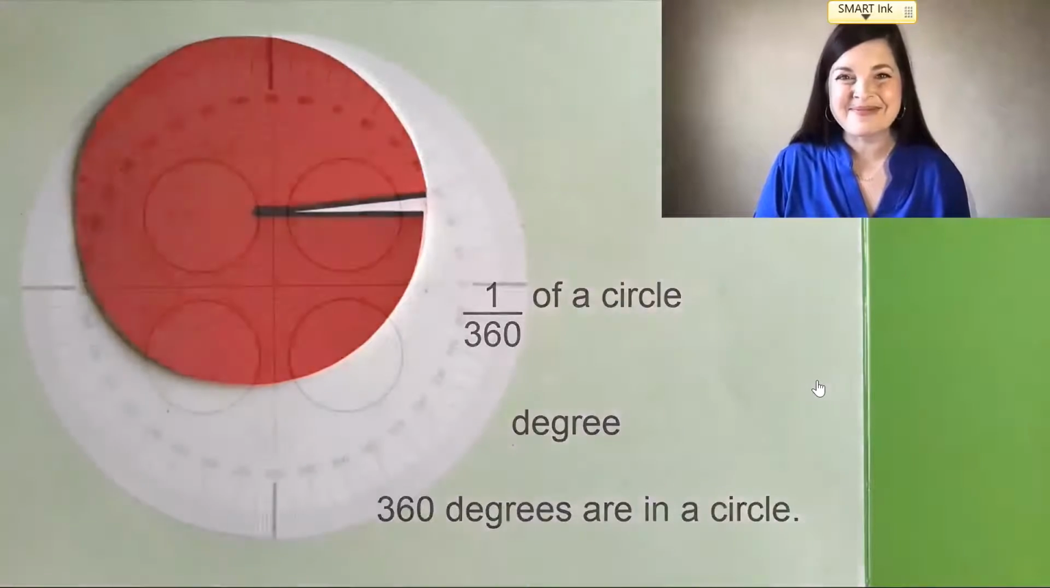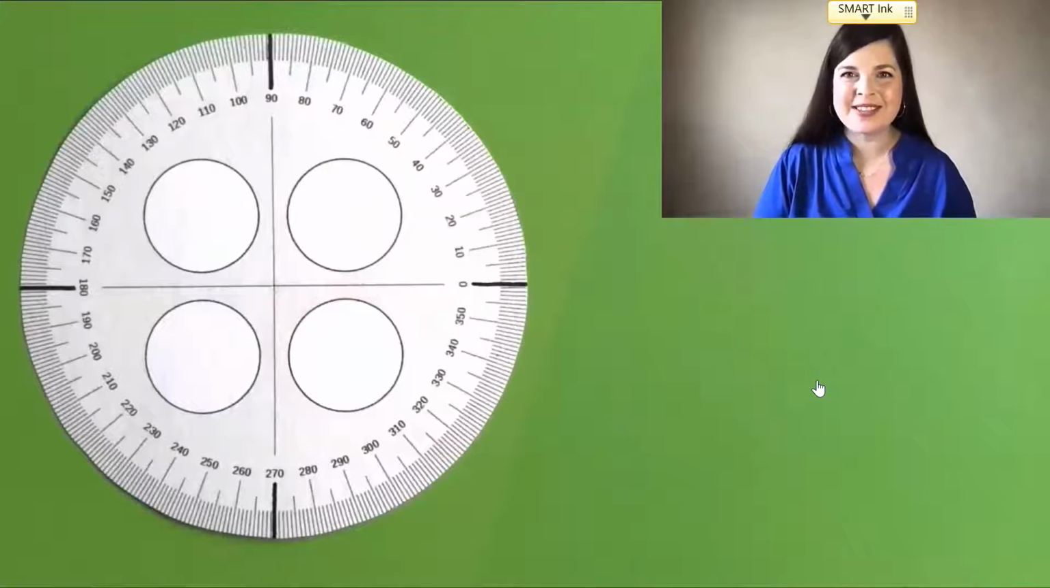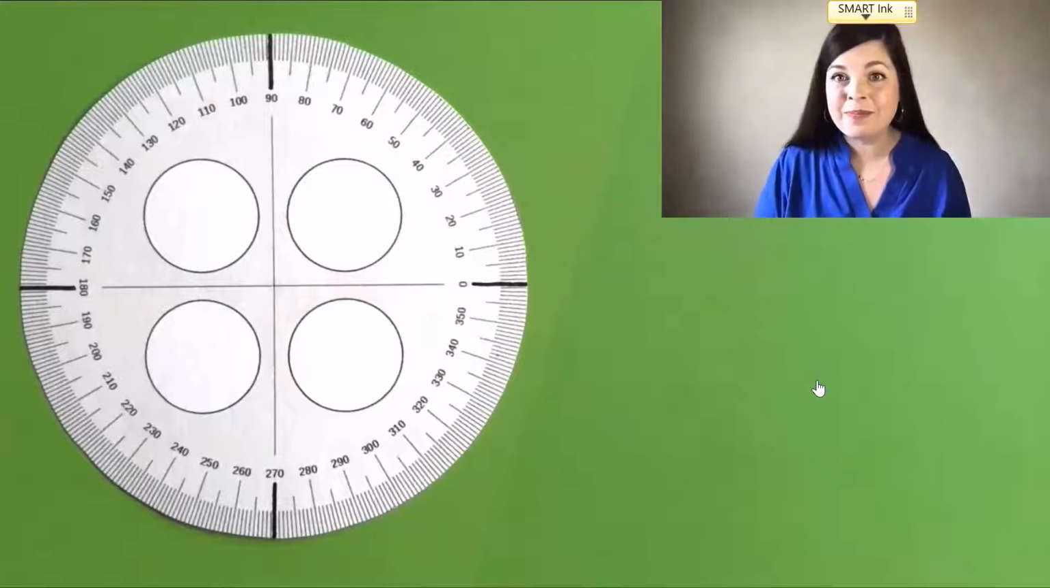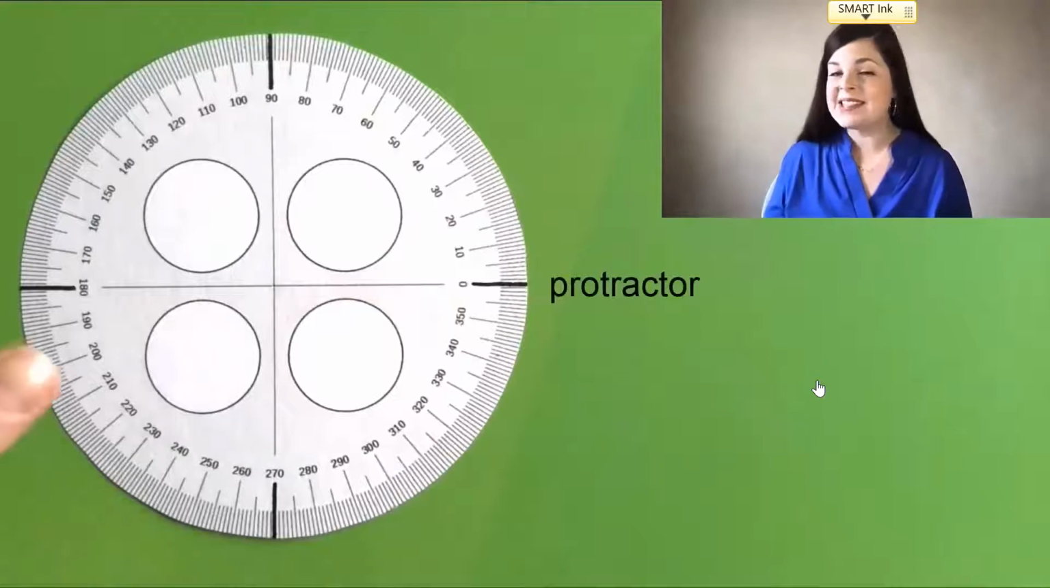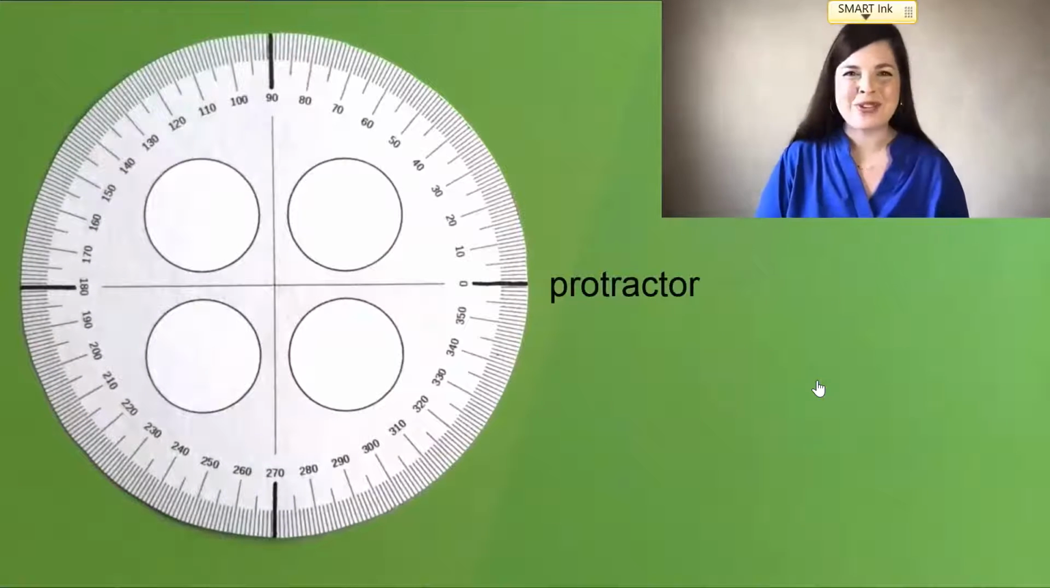Nice job. Now take a look at this tool, which has been partitioned and marked off to show 360 degrees. Just like we have tools to measure length and weight, right? We can use a ruler to measure how long something is in centimeters or inches. And we can use a scale to measure how much something weighs in grams. We have a special tool to measure the size of angles. It's called a protractor, and this is an example of one. What's it called? A protractor.